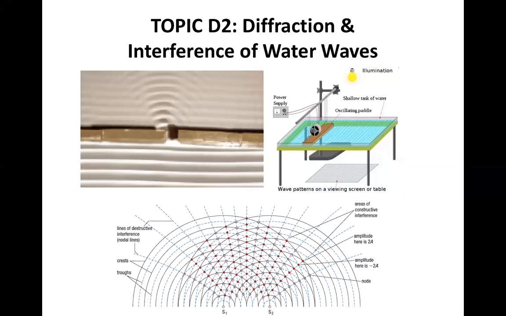Hi class, this video is on topic D2, diffraction and interference using water waves. I'm going to introduce you to what is called a ripple tank, which is just observing water waves to notice interference patterns. This is going to be extended to light later in this unit.